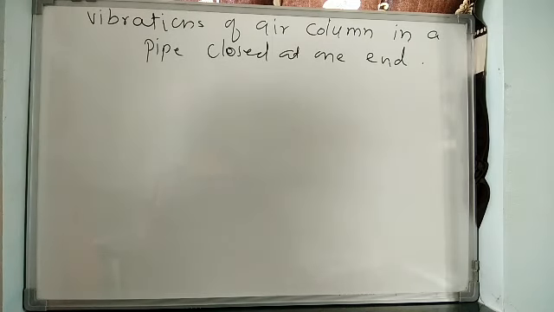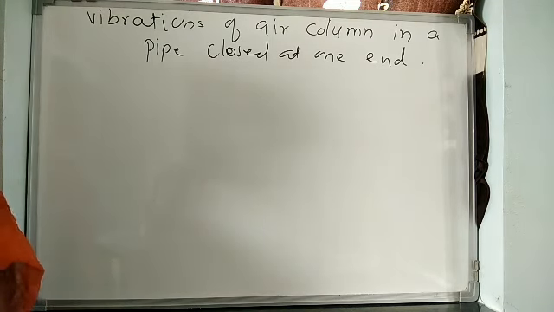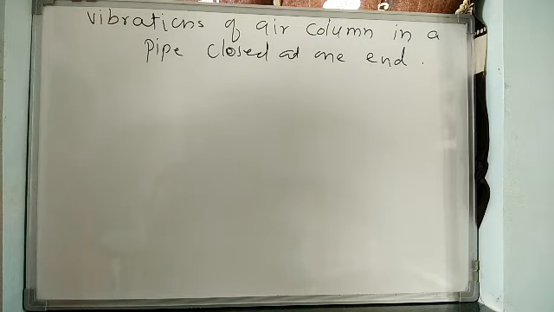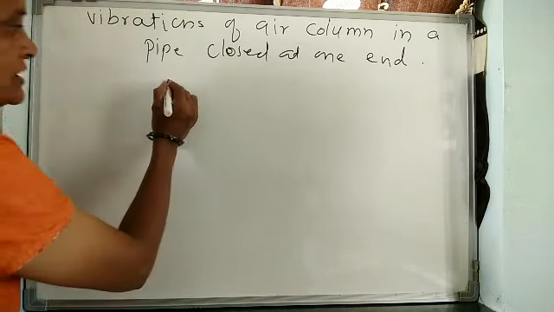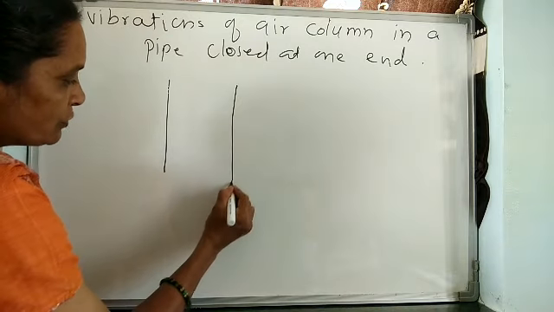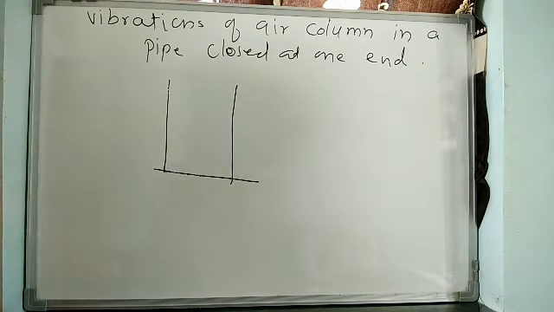We are going to see now vibrations of an air column in a pipe closed at one end. That means we are going to see how the longitudinal stationary waves are set up along the length of the pipe. If we consider a long cylindrical tube, this tube is closed at one end. Now this acts as a pipe closed at one end.